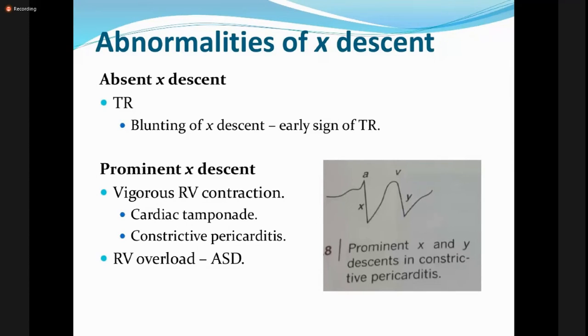But you get a prominent X descent when there is vigorous RV contraction, especially in case of cardiac tamponade and constrictive pericarditis. The heart needs to contract vigorously to maintain the circulation in case of cardiac tamponade and constrictive pericarditis. In that case, the X wave, X descent becomes prominent.